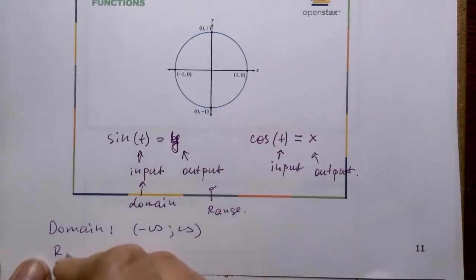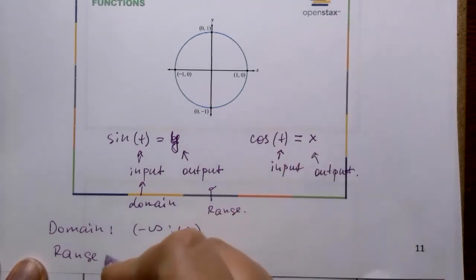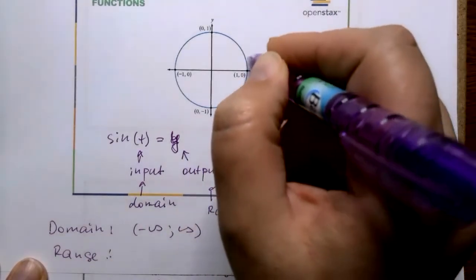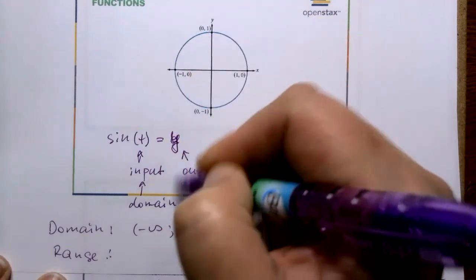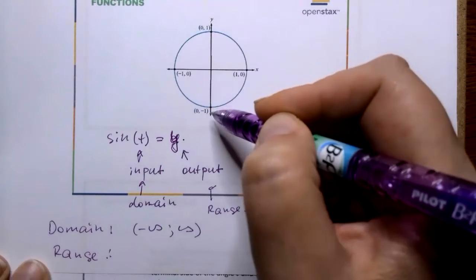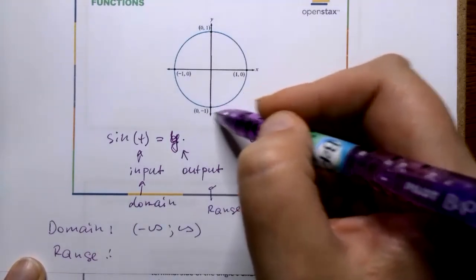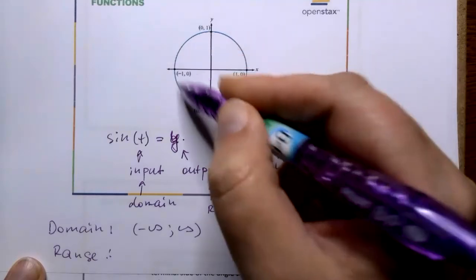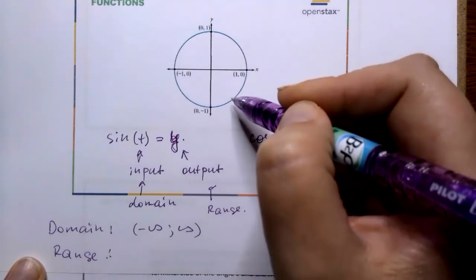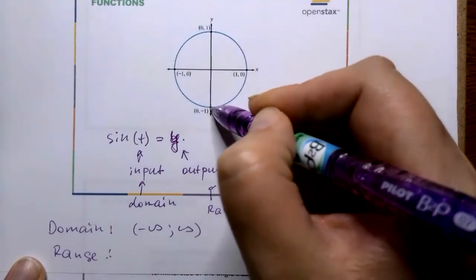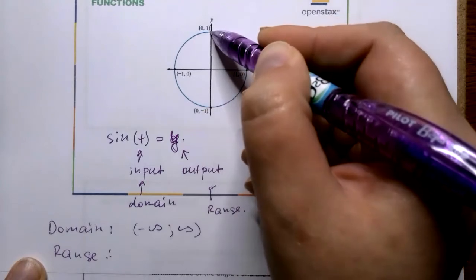What about the range? So we said that basically our point is going on the circumference, right? And the sine is the y value. So what's the lowest y value and what's the highest y value? It doesn't go beyond the circle, right? The point is going on and on and on this circumference. So it never goes below -1 and it never goes above +1.